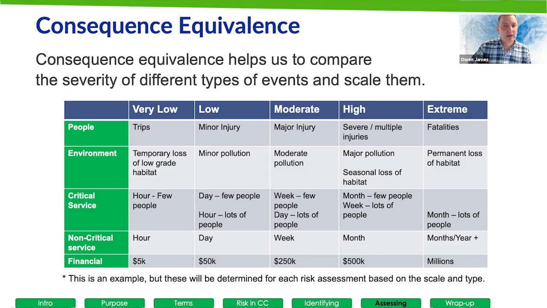So fundamentally, what we're doing here is we're saying, if I have a major injury, that's a moderate risk. If I have a month's worth of loss of maybe a non-critical service, that's a high risk. If I lose $50,000, that's a low risk. So we're beginning to translate what some of these low, medium, and high really mean in terms of consequences.